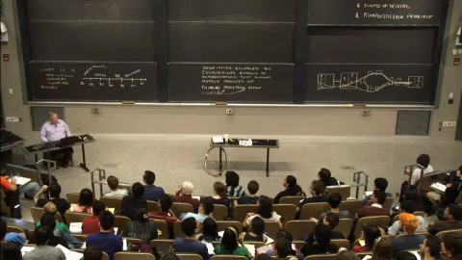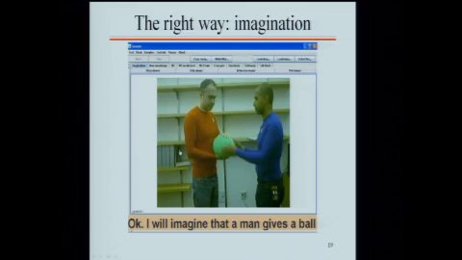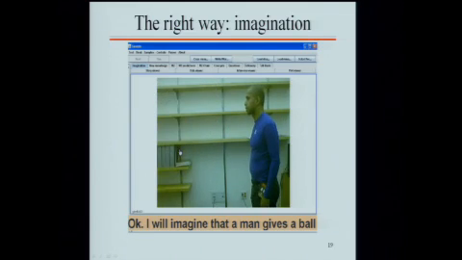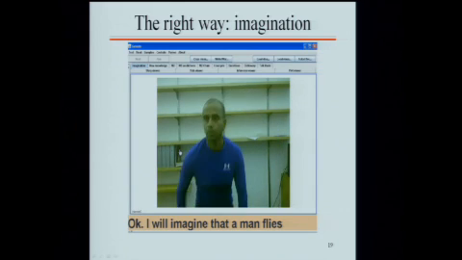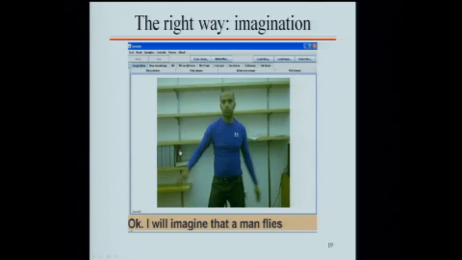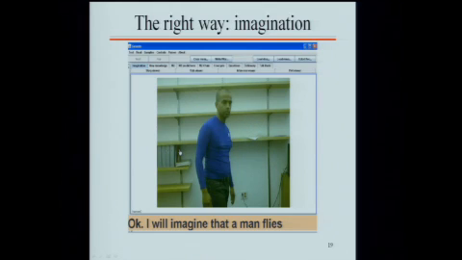Okay, I will imagine that a man gives a ball to a man. I know these look like slugs, but they're actually distinguished professors. It always does the best it can. Okay, I will imagine that a man flies. It's the best that it can do.